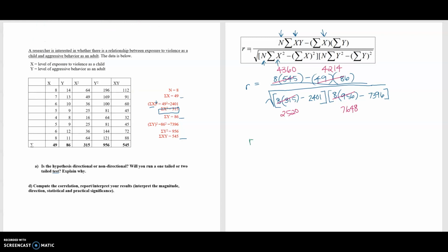Our next step will be the subtraction. So let's move down here. R equals, here we have subtraction for the numerator. So 4,360 minus 4,214, and that is 146. And that's for our numerator. Now we have subtraction here. So 2,520 minus 2,401. Don't forget that square root sign as we're moving along. And that gives us 119. Then we have 7,648 minus 7,396. And that gives us 252.